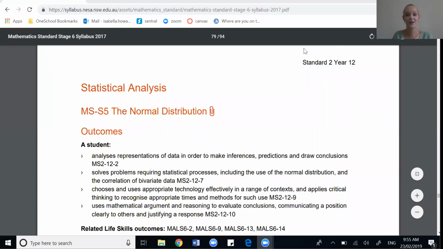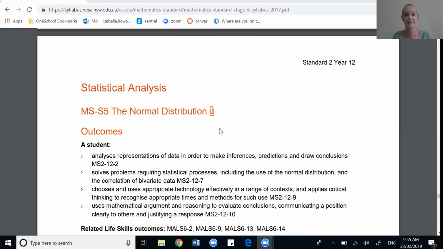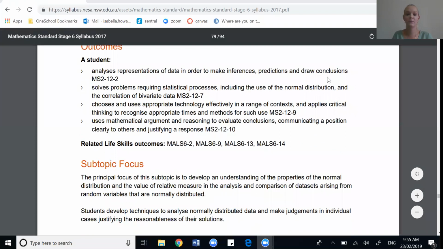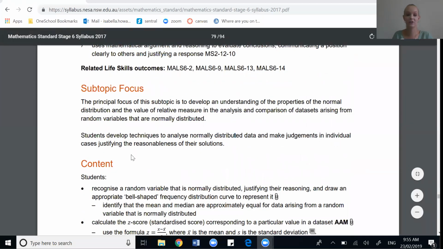Hi guys, this video is going to be an introduction to normally distributed data, which falls under the strand statistical analysis in the Year 12 HSC aspect of the Standard 2 Mathematics course. This video will specifically look at the first content dot point.